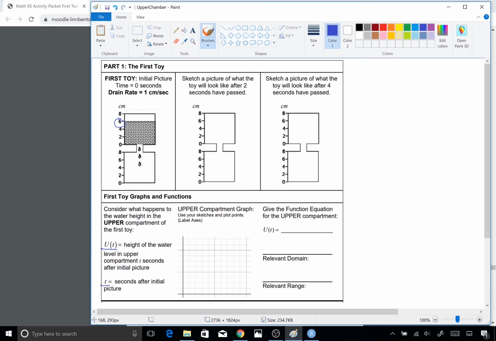You're also given that the rate of change is -1 cm per second. They're giving you the point (0, 6) and the slope m equals -1. Can you use what we've covered to turn this into a linear function?